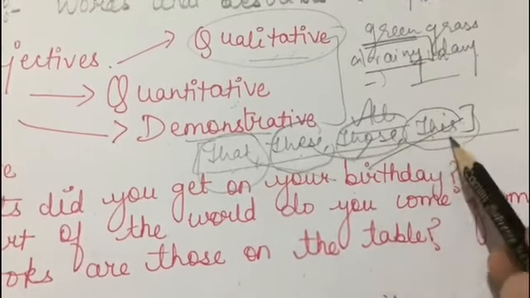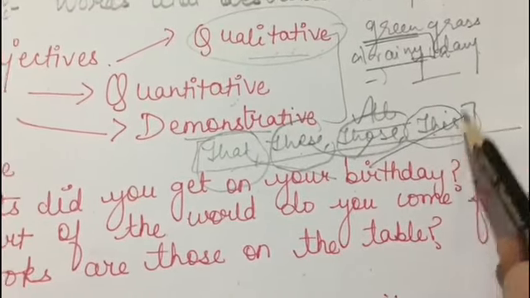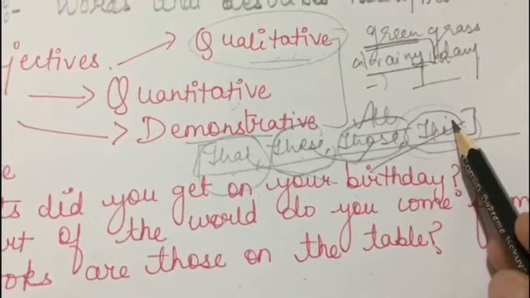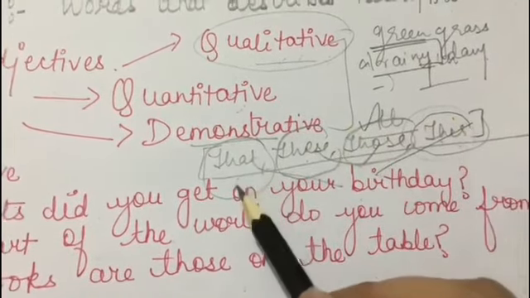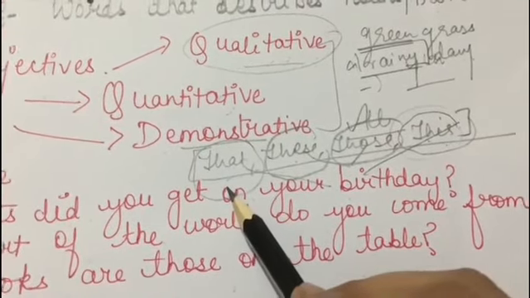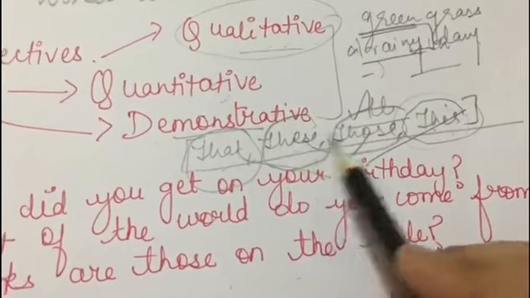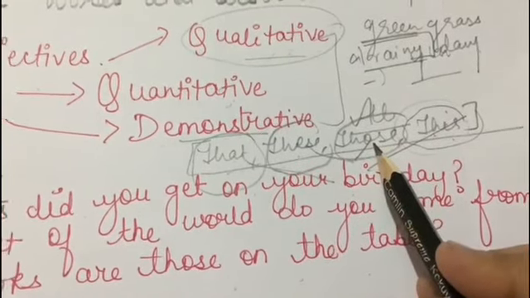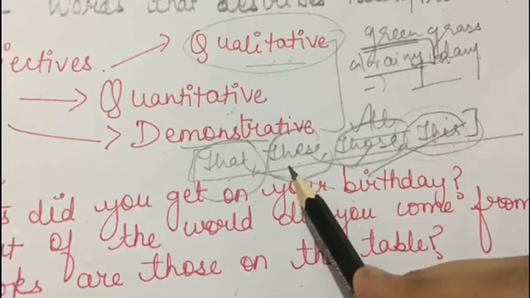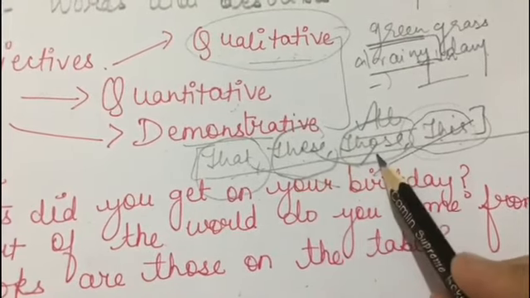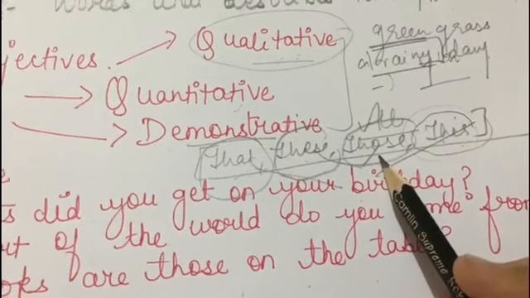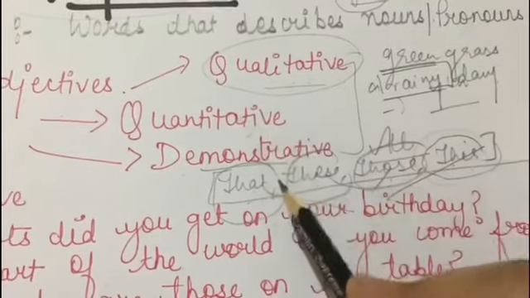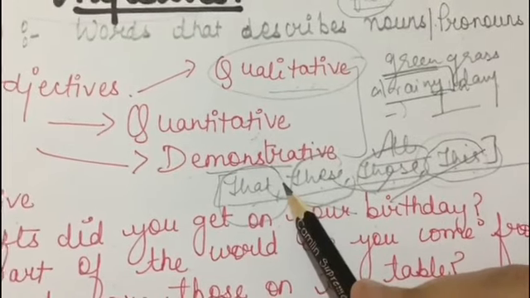So that and this are used for singular. This is basically used for the things and persons that are near to us, and that is used for the things and persons that are far away from us. These and those are used for plural. These are used for the things and persons that are near to us, and those are used for the things and persons that are far away from us. So these 3 topics were covered in your class 4th.